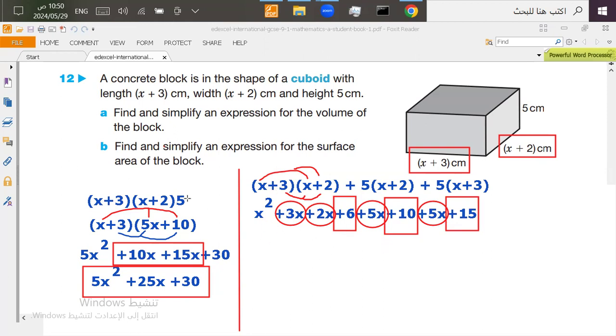Plus 15, plus 10. And this one is what? Plus 6. Yes.